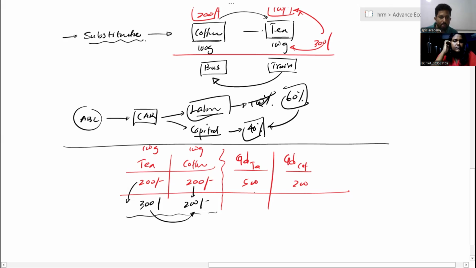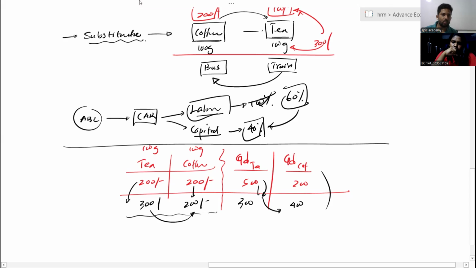So then what will happen to the demand of the tea? It will reduce this much. Just consider it reduced to 300. Then what happened to the reduction amount? It is just 200. Yes, this 200 must be there. So then what will happen to the demand of the coffee? It increased to 400.